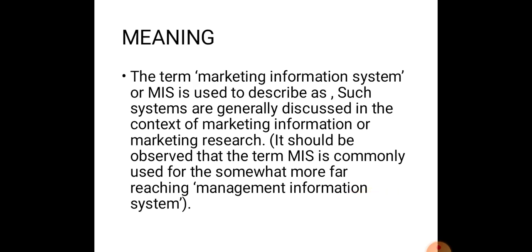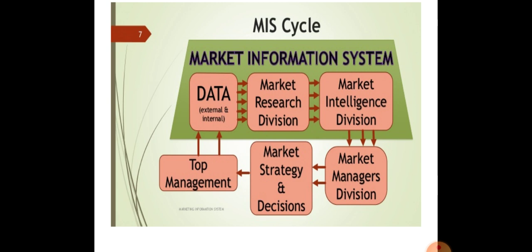So let us understand the meaning of marketing information system. MIS is described as such systems generally discussed in the context of marketing information or marketing research. It should be observed that the term MIS is commonly used for the somewhat more far-reaching management information system. It is quite confusing, what is the full form of MIS? The full form of MIS can be management information system, but in the marketing research segment, it's a marketing information system. So it's a very important aspect in marketing research.